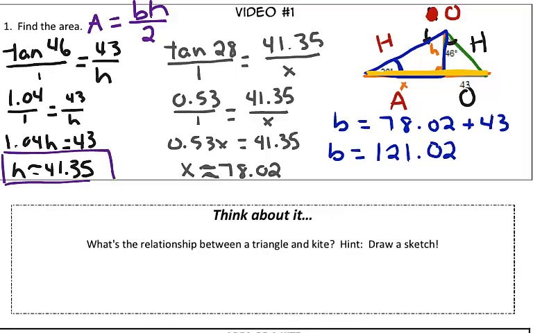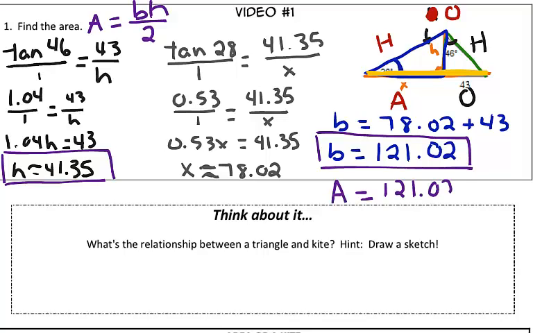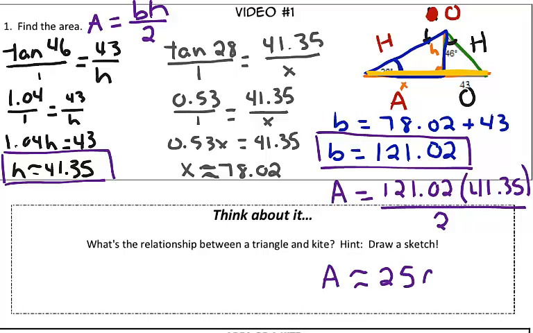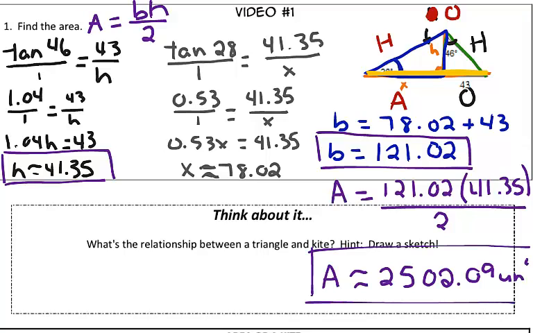We have our height, and we have our base. So all we need to do is substitute it into our equation. So the area of a triangle is equal to the base, 121.02, times the height, 41.35, and after we multiply those two, divide that all by 2. So when we simplify this, the area should approximately be 2,502.09 units squared. Nice work!